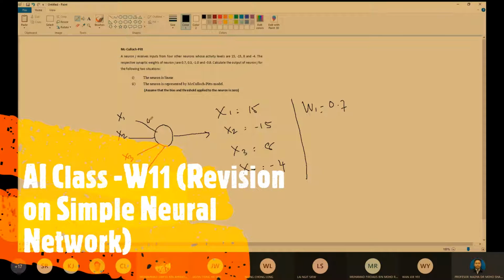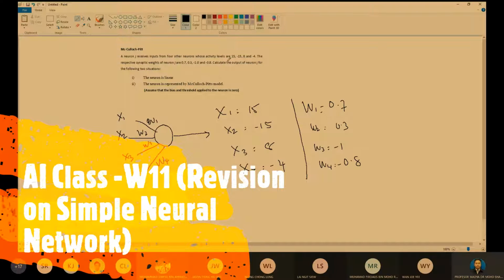So this is for the inputs, and then for the weights, weight 1 is 0.7. I put here weight 1, weight 2, weight 3, weight 4. Weight 2 is 0.3, weight 3 is negative 1, and weight 4 will be negative 0.8.